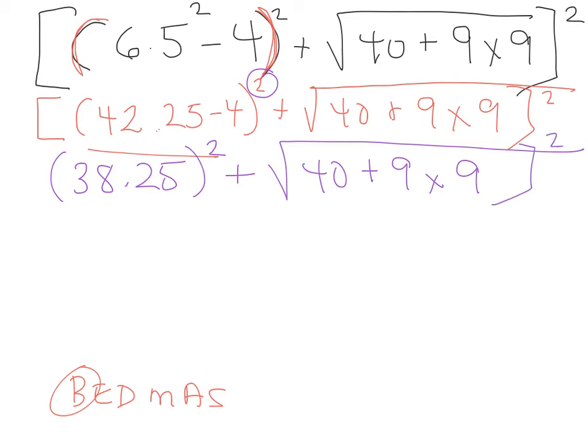So then we continue, and again, everything goes from left to right. We're still dealing with this bracket here. So then we would do 38.25 to the power of 2. We would solve that first. That is 1,463.